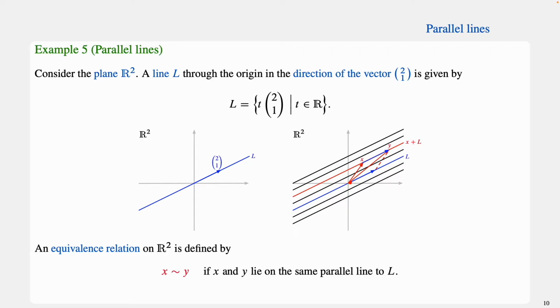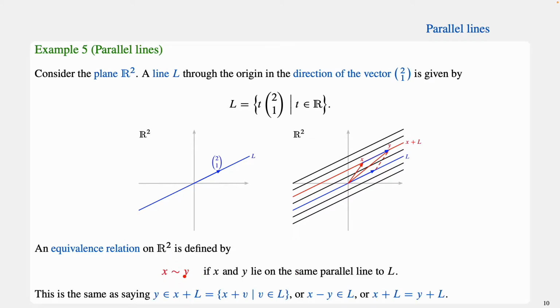What does it look like? We can see this in this little sketch here. X and Y lie on this red line. So the red line is parallel to our original blue line L, so they are equivalent.